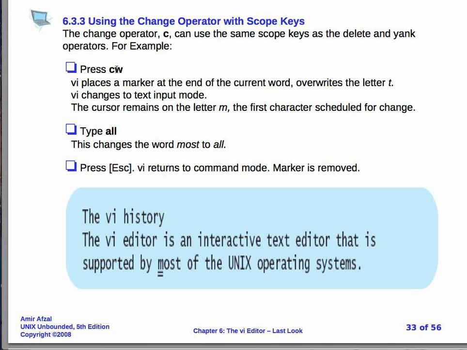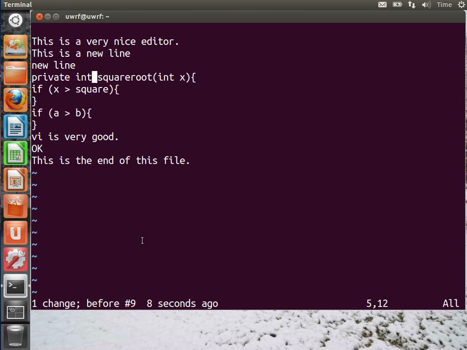Okay, another thing that you can do is c, that is change. So you can change a single word. So how does that work? Let's take a look. Let's say you're over here and you say cw. Notice that the word that we were at disappeared and you're in insert mode, and you can type in something else.